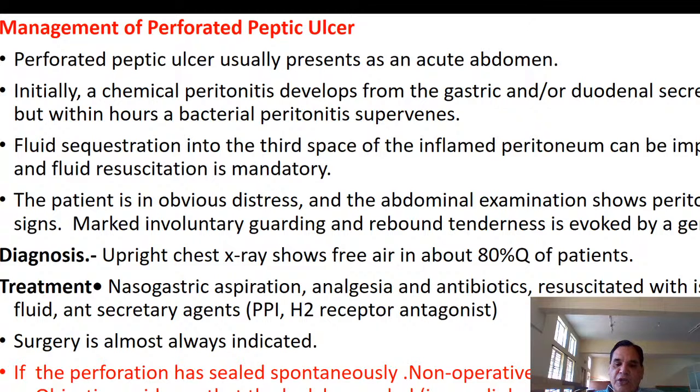Treatment: nasogastric aspiration, analgesia, antibiotics and resuscitation. And here surgery is a must. In few rare cases, if the perforation has sealed spontaneously, non-operative management can be considered in ICU. And there should be no clinical peritonitis. These are for conservative management but not commonly done. So the treatment is surgery for a perforated peptic ulcer, either gastric or duodenal, with the Graham patch technique.